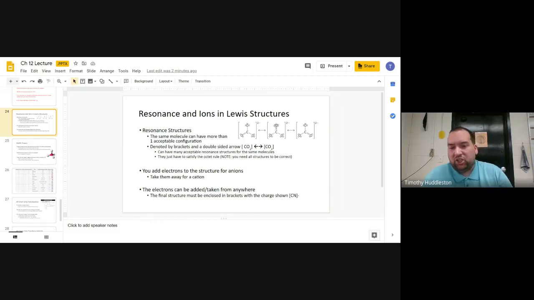So what they do is they share that burden, and it keeps going back and forth as they're sharing very, very quickly. That's why it's called resonance. They're resonating between these three states, okay?